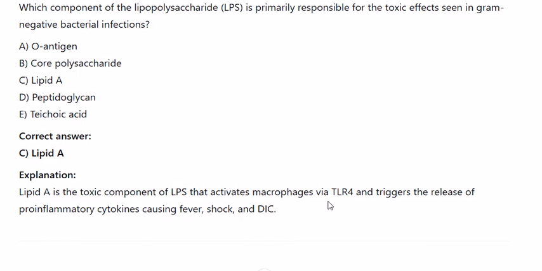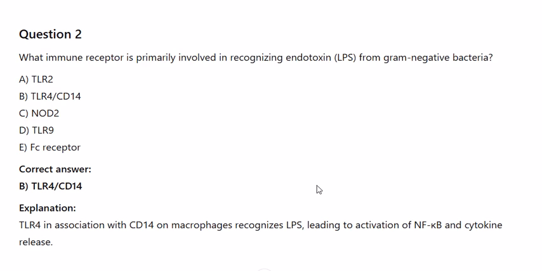Question 2. What immune receptor is primarily involved in recognizing endotoxin LPS from gram-negative bacteria? A. TLR2. B. TLR4/CD14. C. NOD2. D. TLR9. E. Fc receptor. Explanation: TLR4 in association with CD14 on macrophages recognizes LPS, leading to activation of NF-κB and cytokine release.